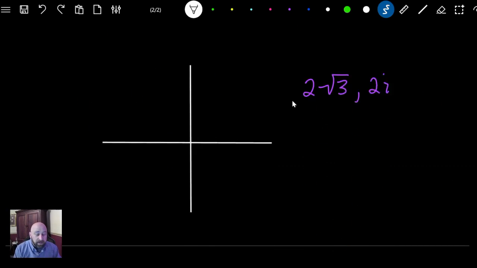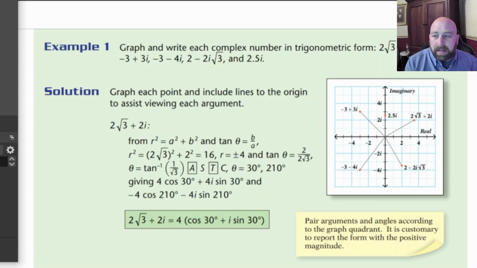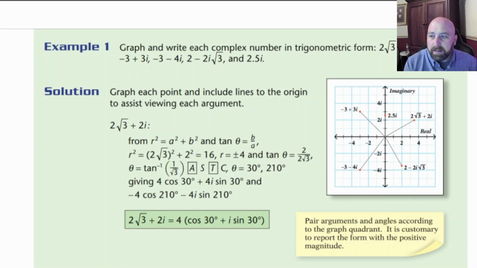So let's go ahead and do one of those. On page 181, you are going to find example number 1. It wants you to graph and write each complex number in trigonometric form. So this is where we're going from complex to trigonometric. So what's the complex form? 2 square root of 3 plus 2i.